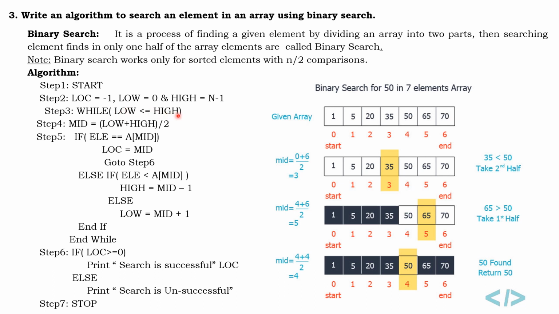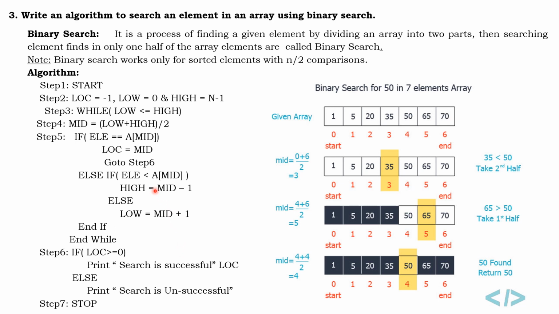0 is less than or equal to high, the condition is true. Then mid is 0 plus 6 divided by 2. When the condition is true, it divides the array into 2 parts, and it is going to check the mid element which we got. If the searching element is the mid element, it is going to stop the execution there. If it is not equal, then it is going to check whether it needs to traverse the left hand side or the right hand side.